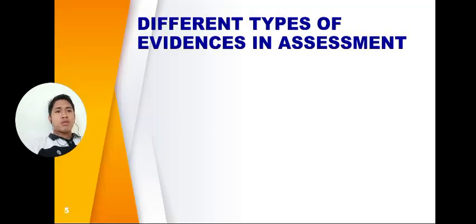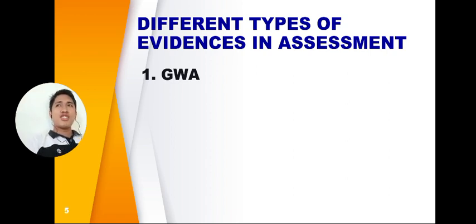Next, we have the different types of evidences in assessment. Since we are dealing with a classroom setting, what are the evidences that we can gain in a classroom? First, we have the GWA, or the general weighted average. This general weighted average is the overall performance of a student in the school year, across all subjects for every quarter. This GWA will determine the performance of our students, whether it is good, very good, excellent, whatever the remarks.